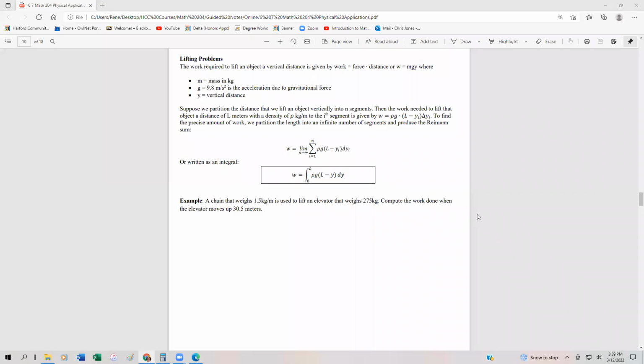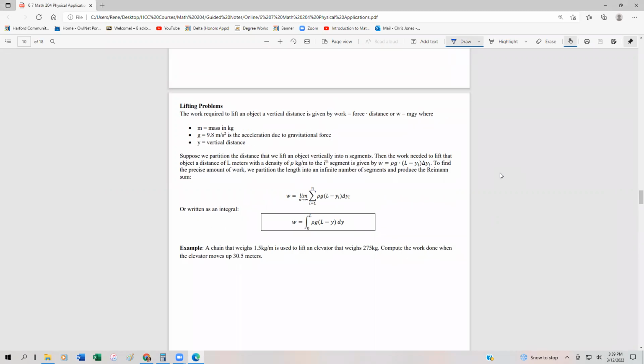In these sections, we're going to start taking a look at lifting problems, another application of our integrals. And of course, we're still not moving away from the force times distance for our work, because it certainly requires some work to lift something up vertically.